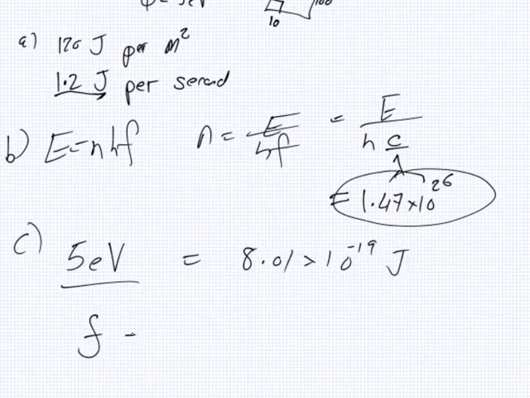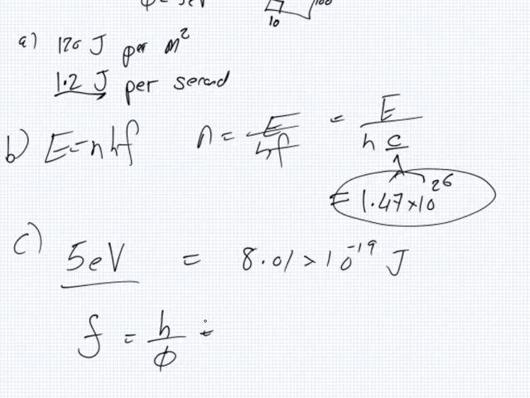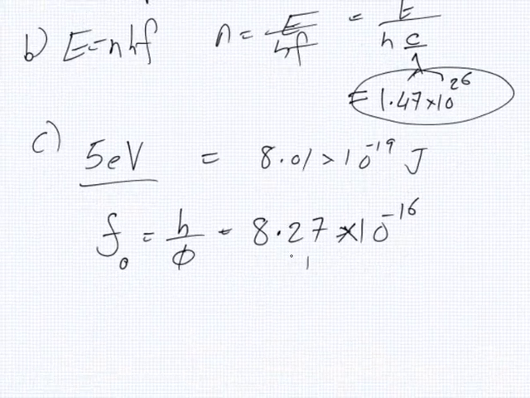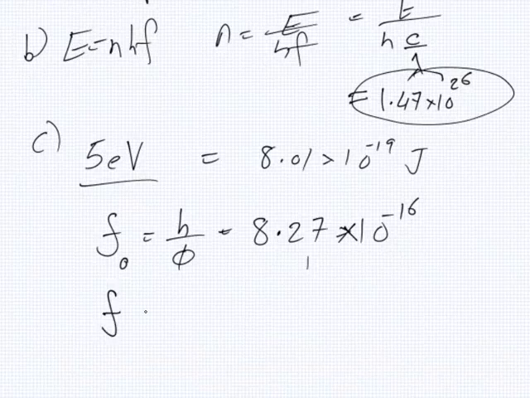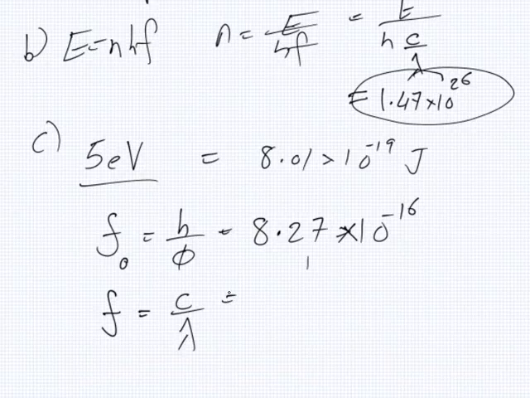So the threshold frequency, the minimum frequency required to free the electron. Yeah, sorry, thank you. 8.27 times 10 to the minus 16. That's the threshold frequency, and the frequency we have. What did I say the wavelength was in the question? 650, was it? Yeah.